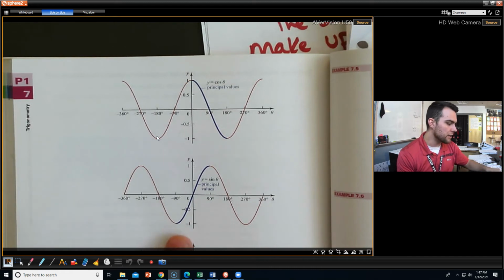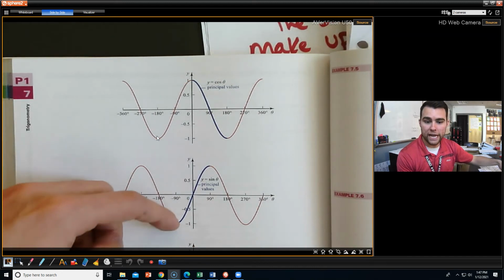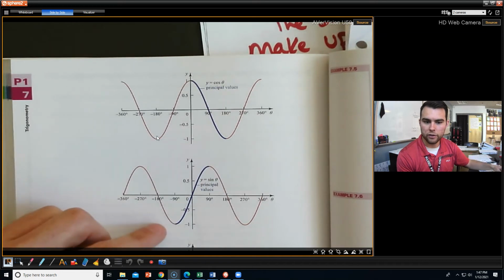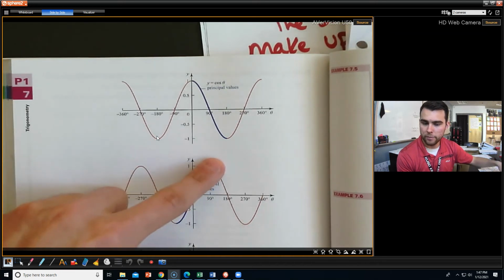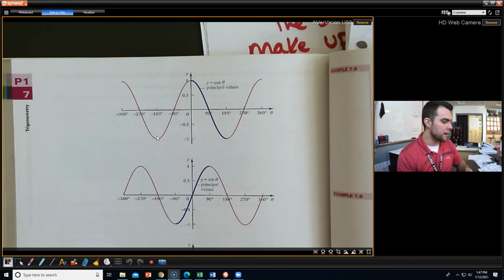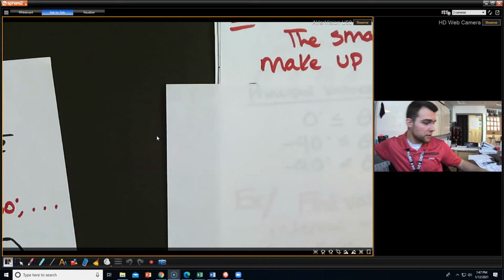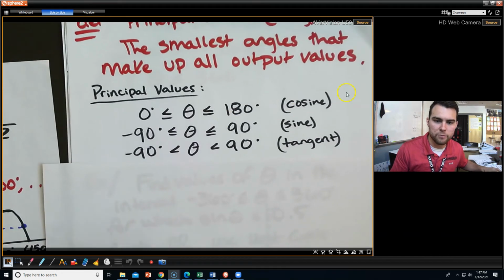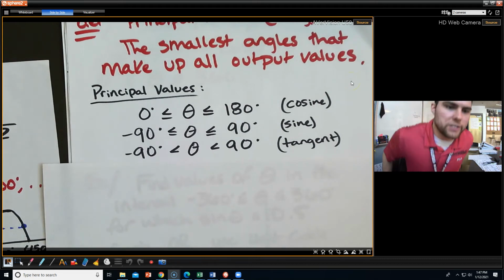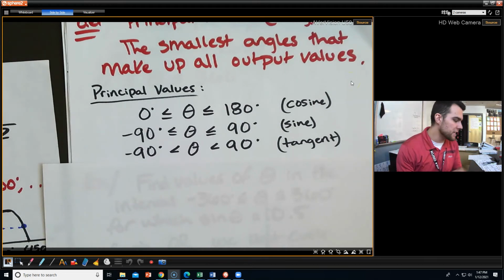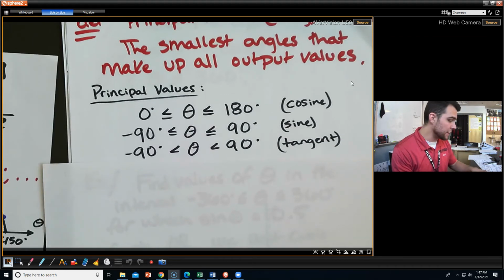Same thing with sine. If I want to get my full range from -1 to 1, well, I have to go from -90 degrees to +90 degrees. And those are the principal values, and we can write those down as well. Go ahead and you can write down the tangent one. We'll talk about that one tomorrow. But I want you to focus on cosine and sine. This is exactly what we just said the principal values were, to make up all the output values. And so we're going to use that to our advantage.